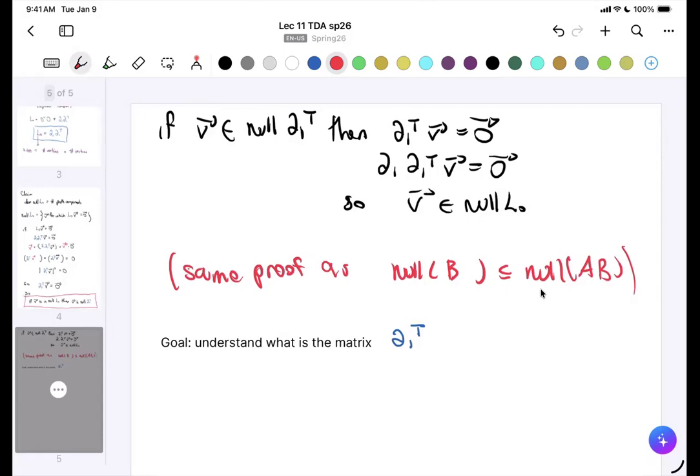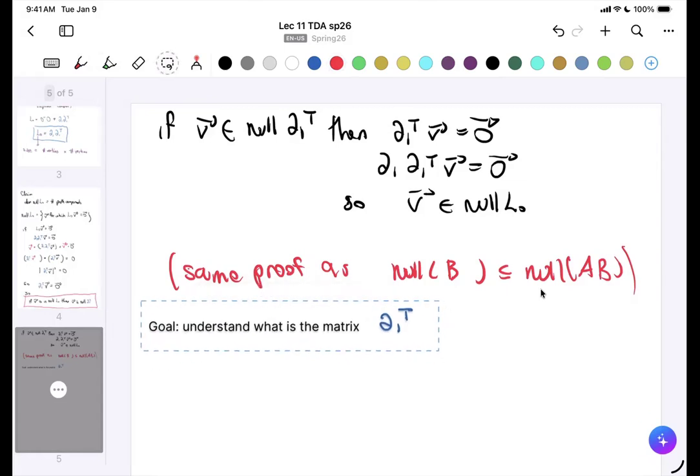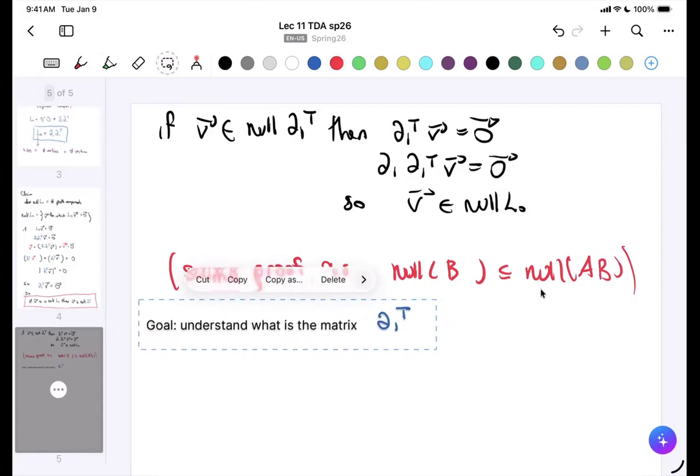So I want to understand what this matrix is. The goal is to understand the transpose of this matrix. This is a fun proof because the bad idea is to write the matrix, find the entries of the matrix, and then just transpose it. I mean, that is in a sense what the transpose is, but that doesn't tell you really what it's doing. So it's useful to actually understand what the transpose is doing.